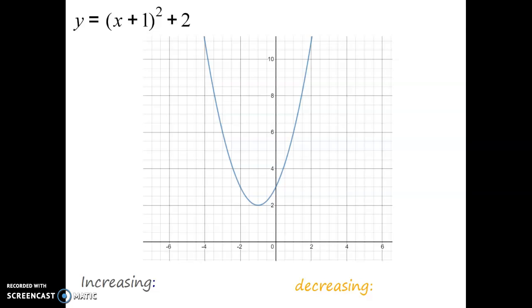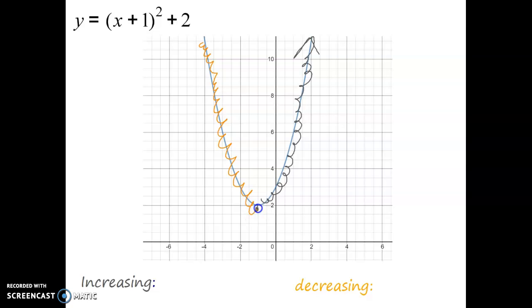All right, my next feature is going to be increasing and decreasing. Okay, so you remember, increasing means that it's going up, and I can see as I read from left to right that it's going up right here, and decreasing means going down. So I can see again as I go from left to right that it is decreasing right here. Be careful not to read from the vertex out. You want to read the graph from left to right. So increasing. Increasing is this part. And where does it start increasing? Well, that's going to be right here at the vertex.